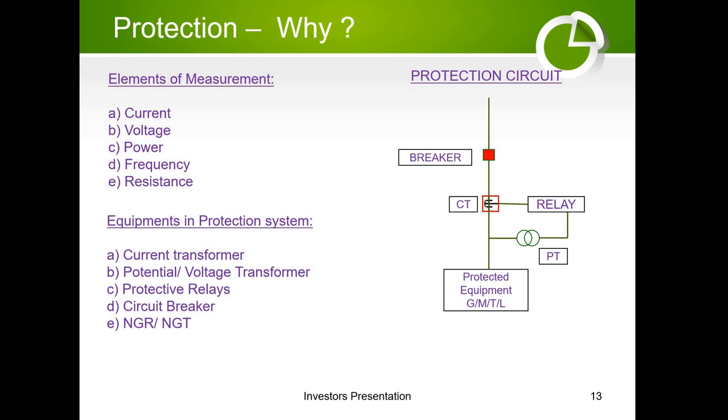With the help of the CT and PT, we are metering and comparing the current and voltage, and the relay is always watching this activity. Any fault, such as over voltage or over current, that happens in this part, the relay will operate and give the command to the breaker to open, so that our equipment will be protected in case of any fault condition.